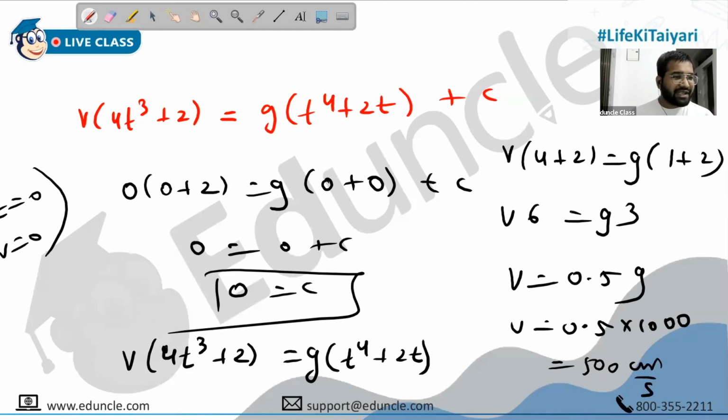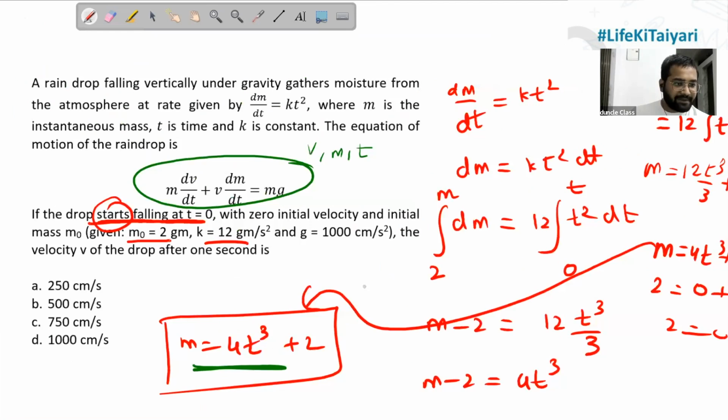I think I used gram. It's not gram, it's centimeter or kilogram, whatever. Acceleration is 9.8 meter per second square. You write it 980 centimeter per second square, or you write 10 or 1000. So I've written 1000 because everything was in CGS. So the answer is 500 centimeter per second.